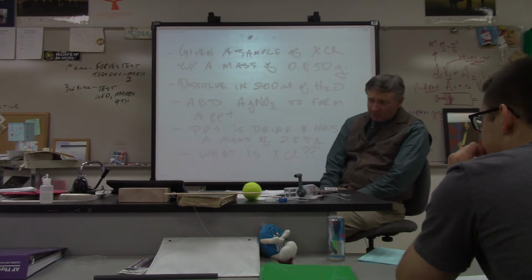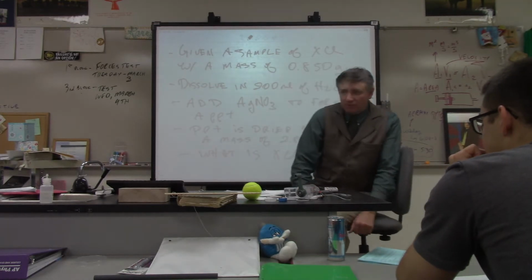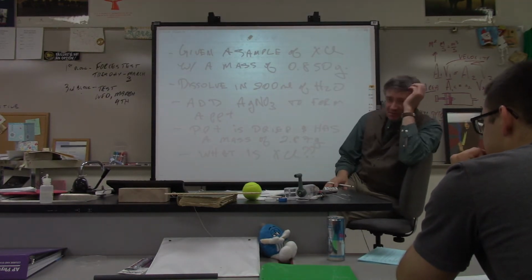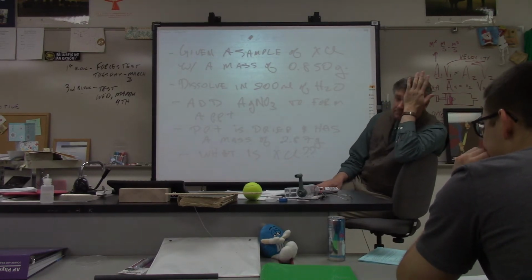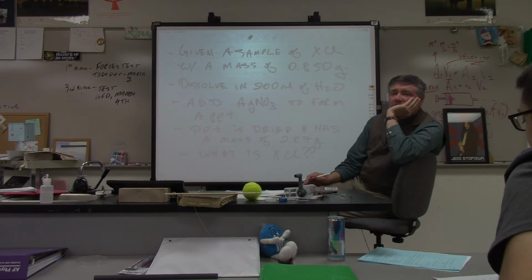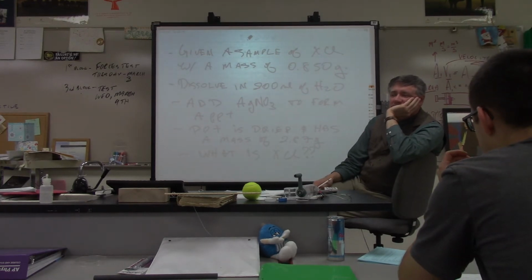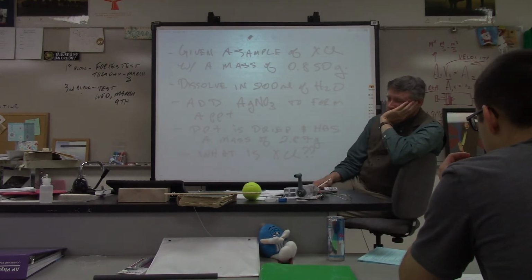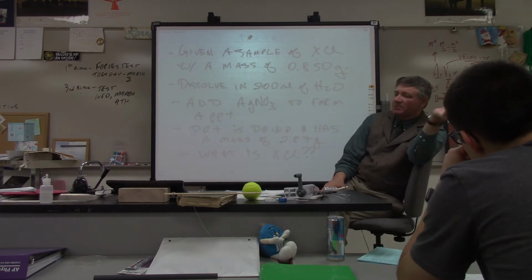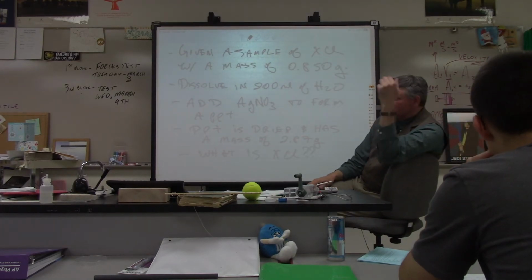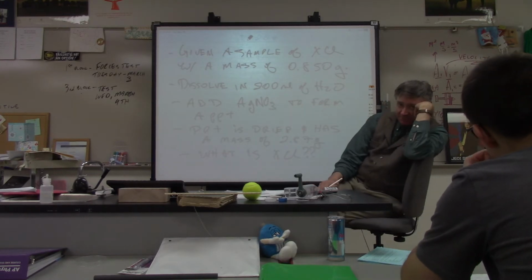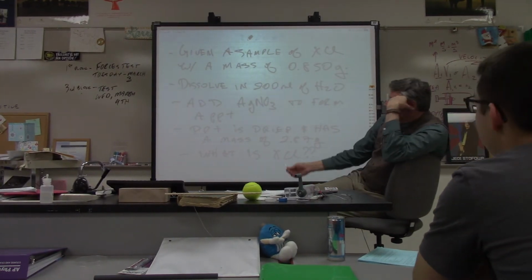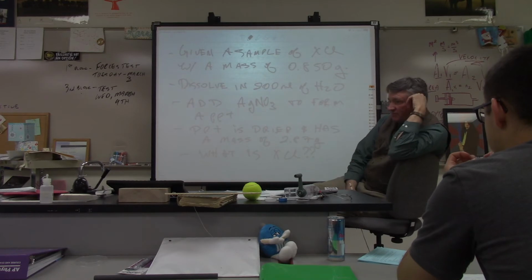Now, if something's soluble, would you worry about the Ksp of something that's soluble in water? No, why not, Jason? Because it would be so high because the forward reaction is really high. Beautiful. You only worry about Ksp values when they're really, really small. So I'm going to dissolve this thing in 200 milliliters of water. Then I'm going to add silver nitrate and it's going to form a precipitate.